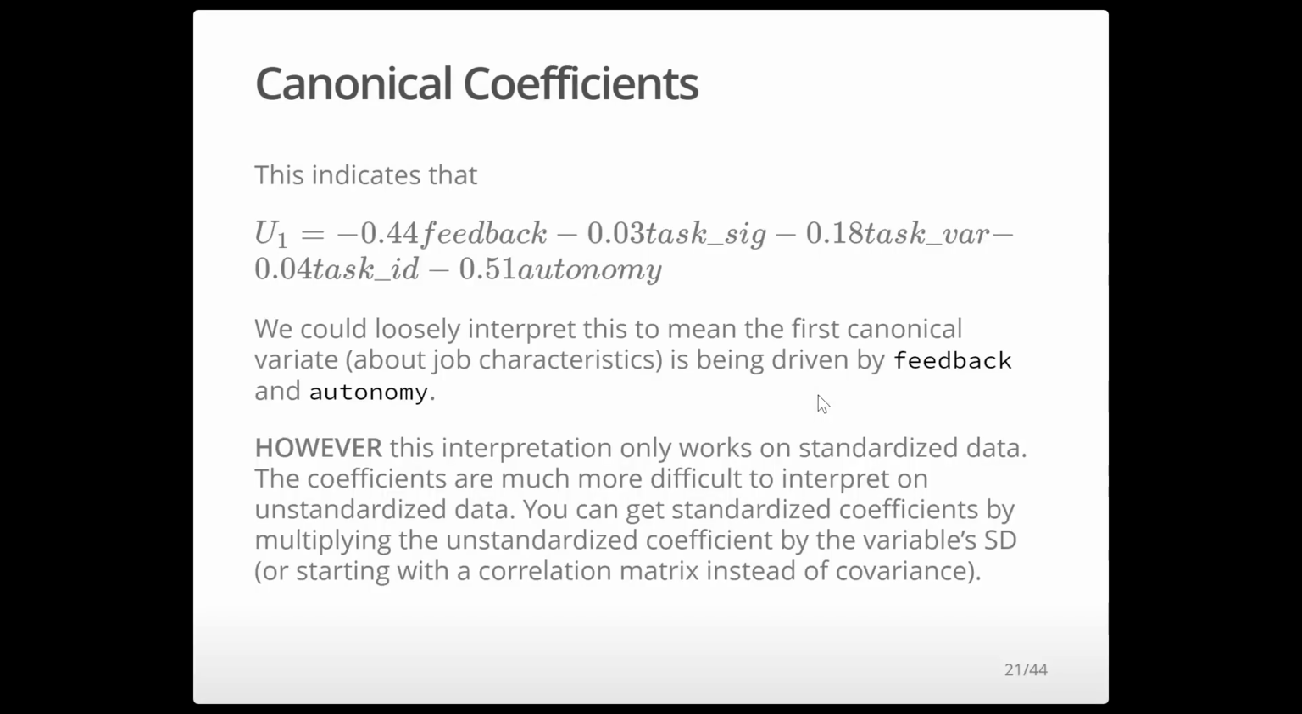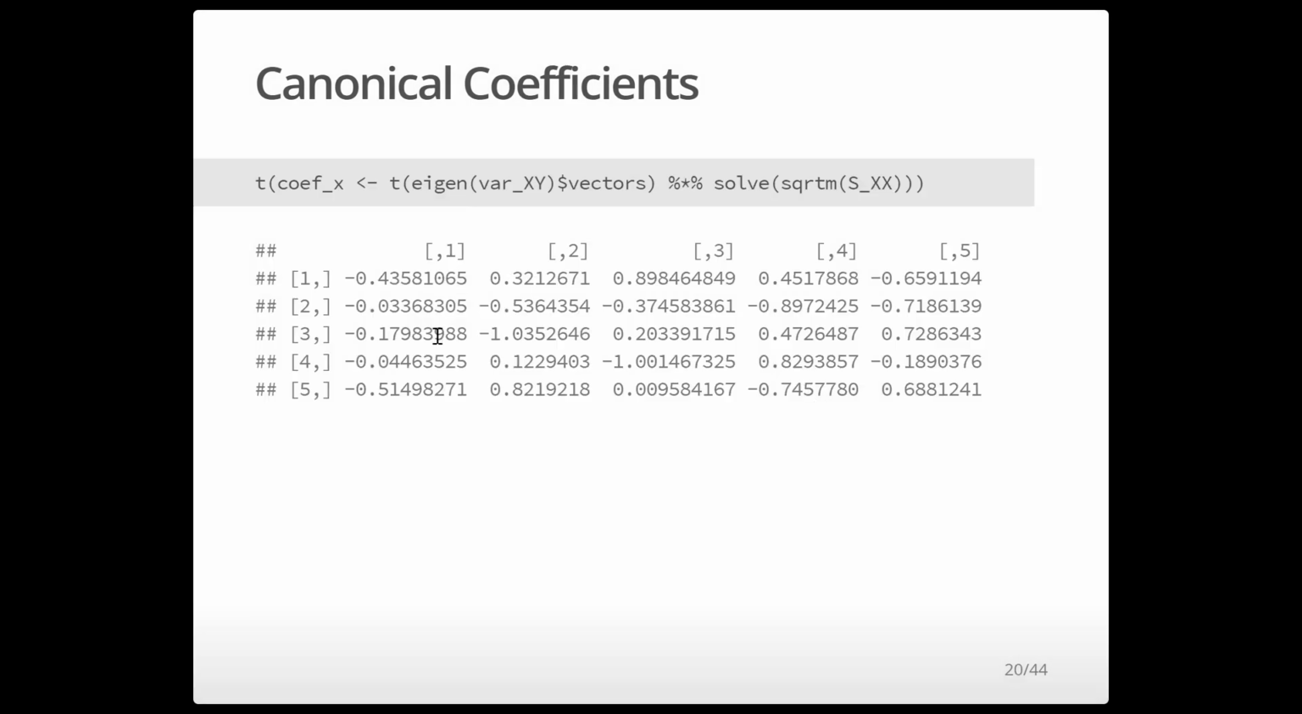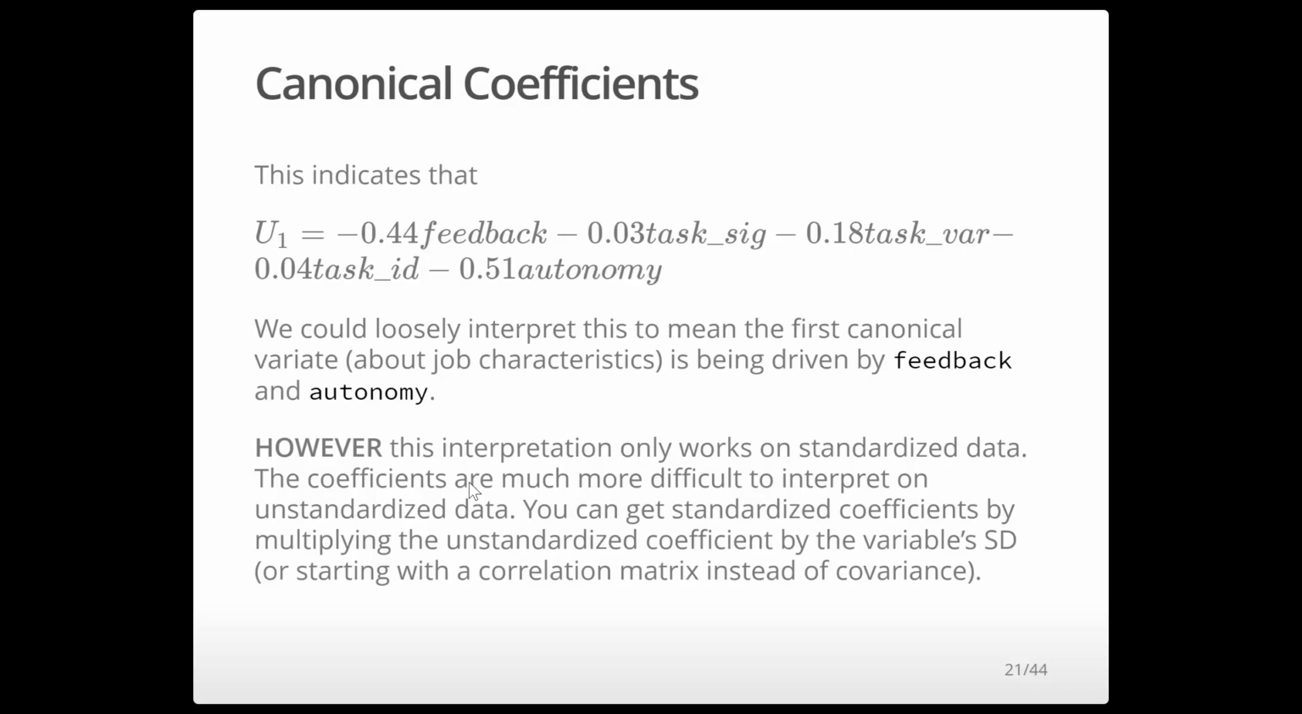This indicates that our first canonical variate is negative 0.44 times feedback, minus 0.03 times task significance, minus 0.18 times task variety, minus 0.04 times task identity, minus 0.51 times autonomy. If we look down the first column, these are the coefficients for each variable that define the first canonical variate. So we could loosely interpret this to mean that the first canonical variate is being driven by feedback and autonomy. However, this interpretation only works on standardized data. The coefficients are much more difficult to interpret on unstandardized data.